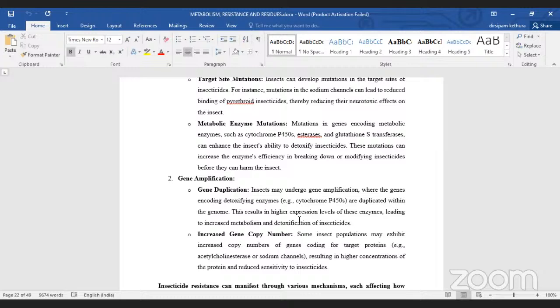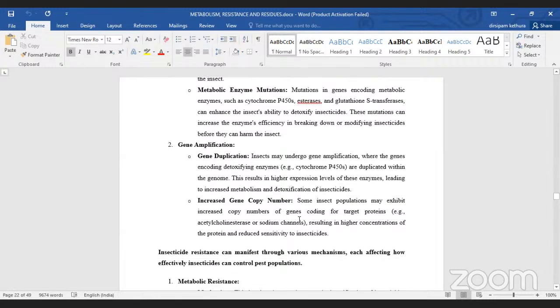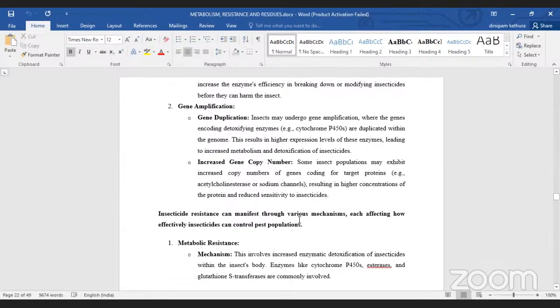And the second one is gene amplification. What is gene amplification? See, gene amplification means simply we call it replication. Under gene amplification, the first one is gene duplication. Insects may undergo gene amplification, where the genes encoding detoxifying enzymes, for example cytochrome P450s, are duplicated within the genome. Because of the gene duplication, the expression levels of these enzymes, for example cytochrome P450s, will be increased, which leads to increased metabolism and detoxification of insecticides.